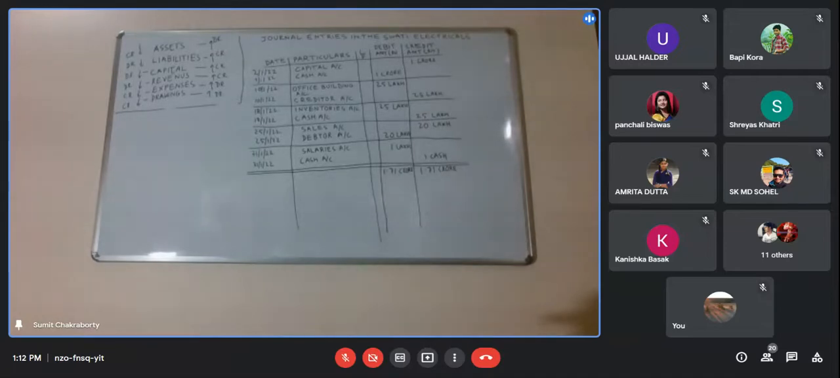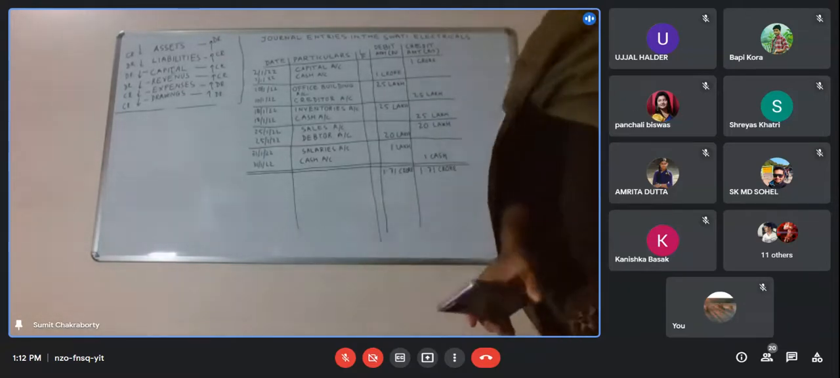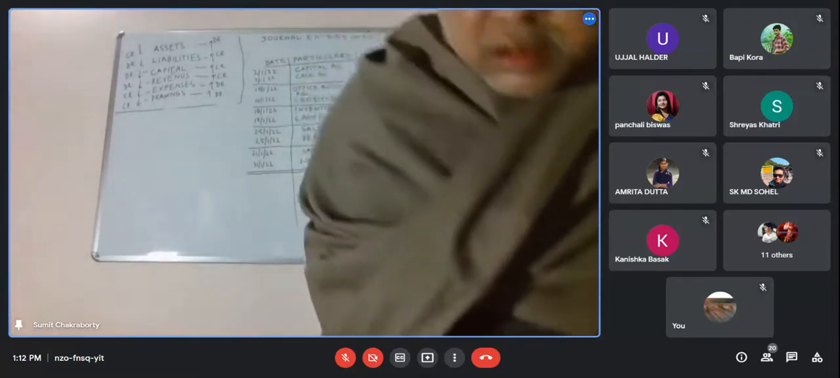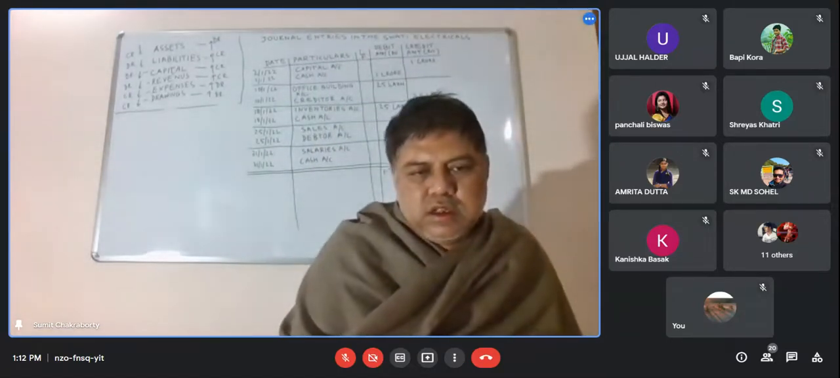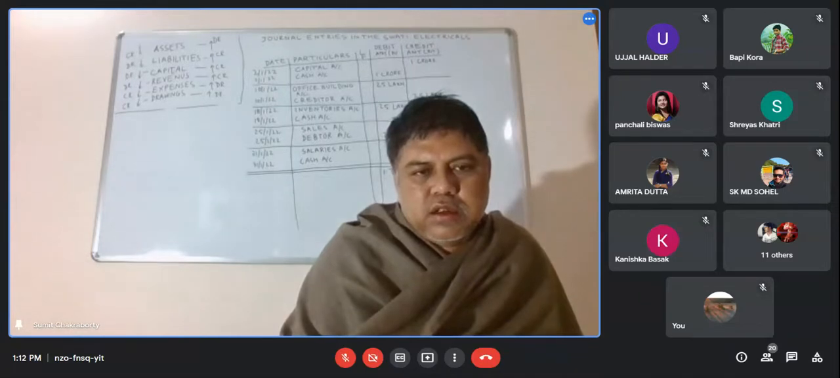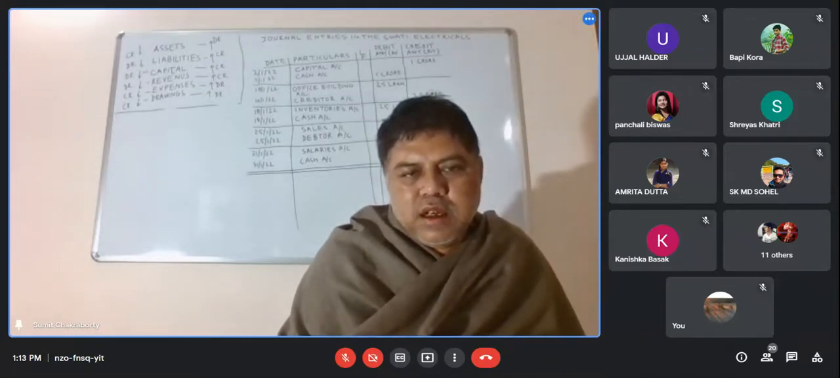So we have done ledger up to today. Journal and trial balance will be done next week. And then we'll move on to trading account, profit and loss account, and balance sheet. So far, Maji, have you understood?